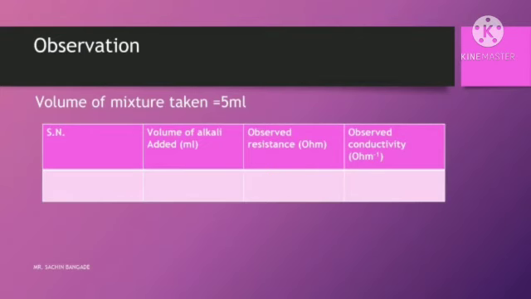Observation: volume of mixture taken is equal to 5 ml. In the observation table, there are 4 columns. Number 1, serial number. Number 2, volume of alkali added. Number 3, observed resistance in ohms. Number 4, observed conductivity in ohm inverse.